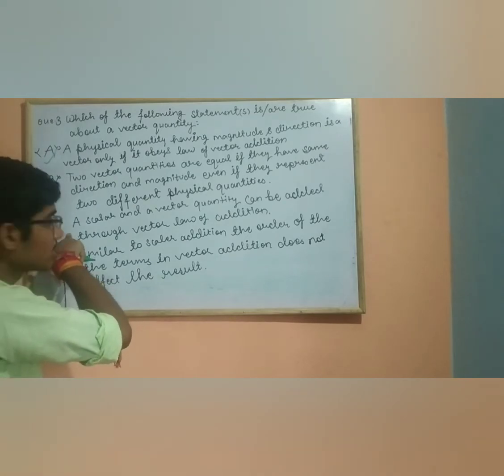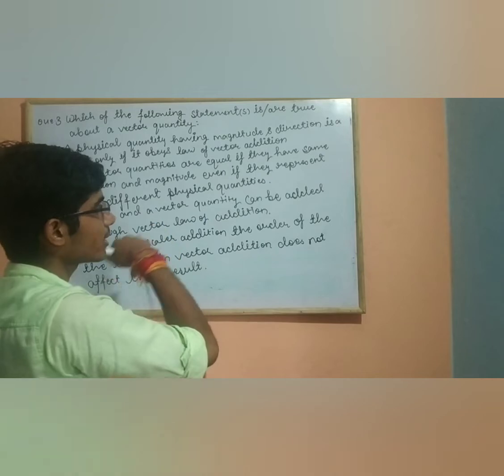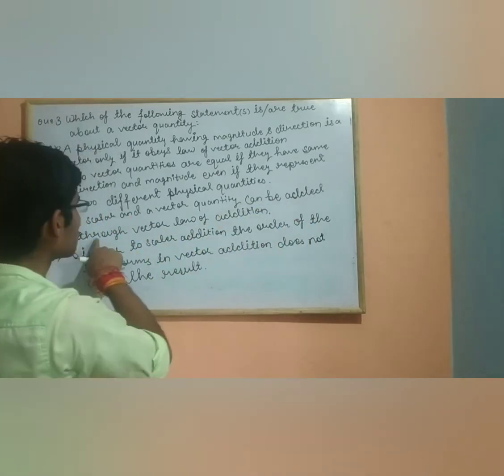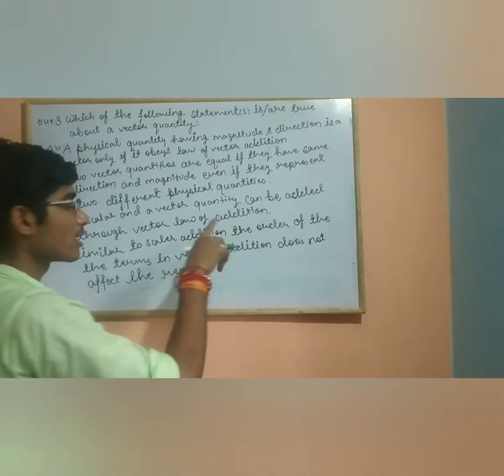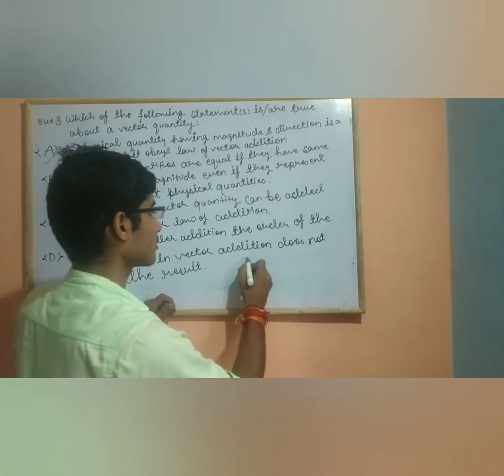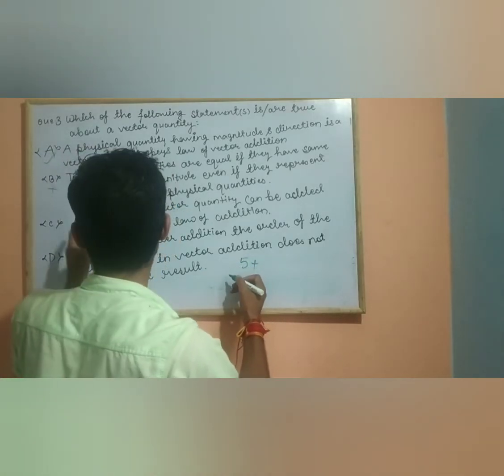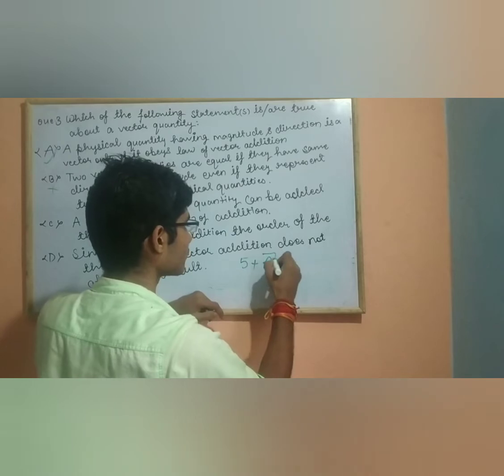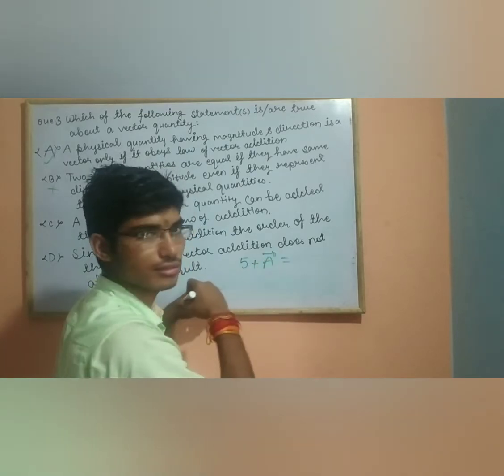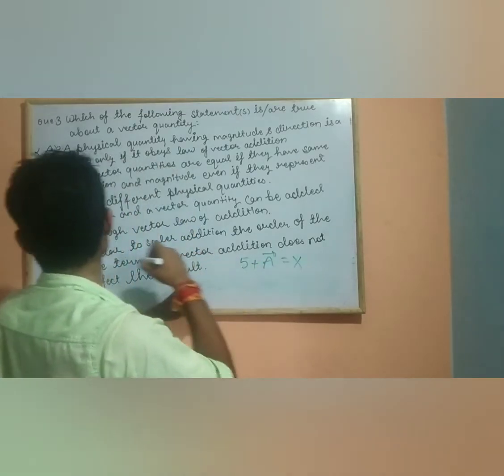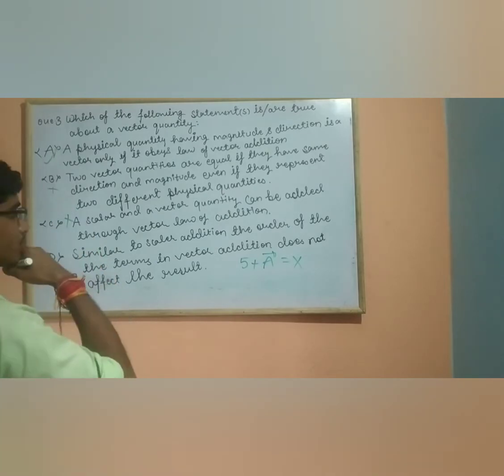And option C: a scalar and a vector quantity can be added through the vector law of addition. Can we add 5 plus vector A? Can we add? No, this is not possible. So option C is also wrong.